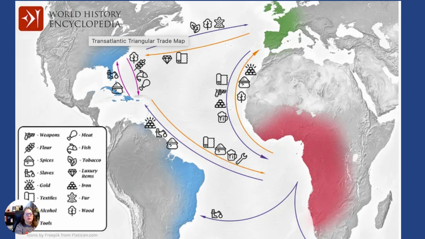And then they do have some materials that are going back from the colonies. All right. And then you also see the lighter purple, and notice there's trade between the Caribbean and the northern part of the Americas. So there's trade going all over.